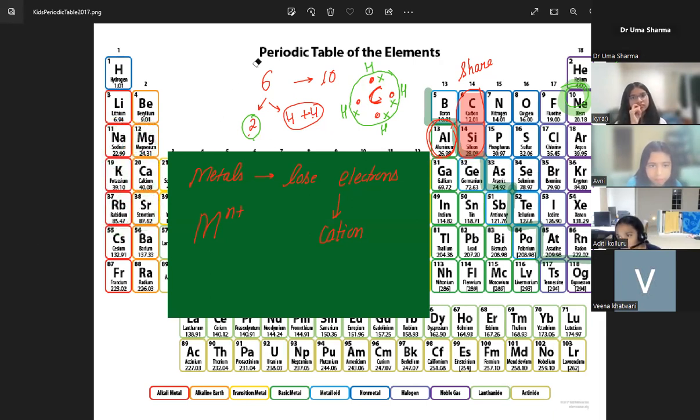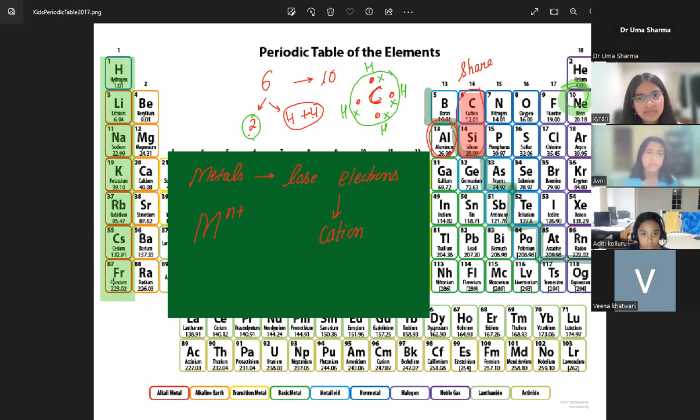Lithium. Sodium, this family, right? The complete family of alkali metals and hydrogen. Yes, including hydrogen. They all can lose one electron, which is very easy, right?